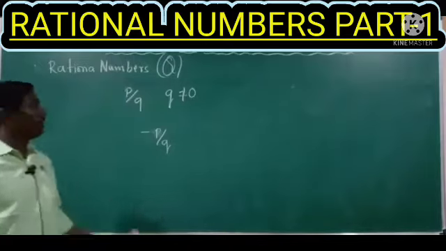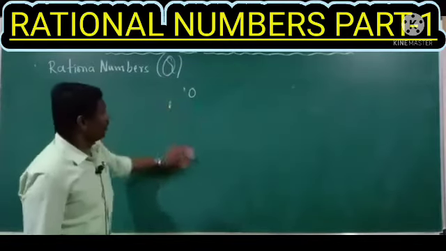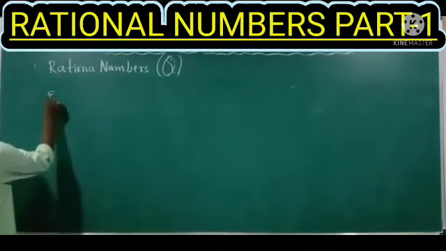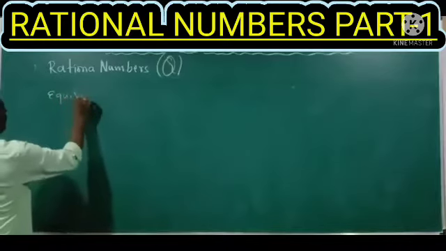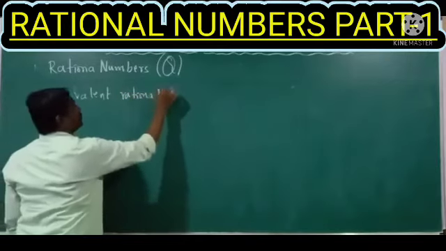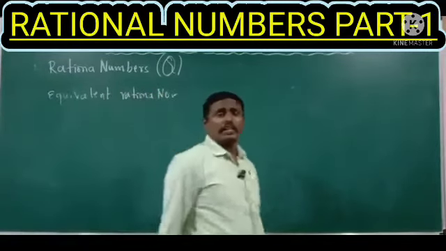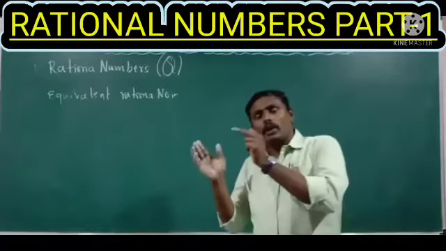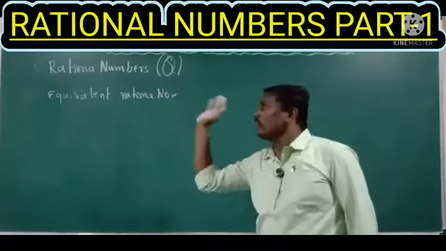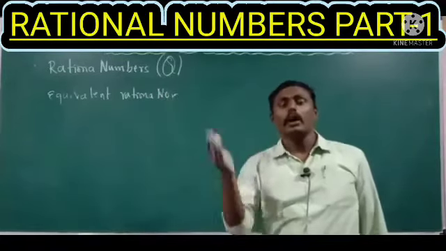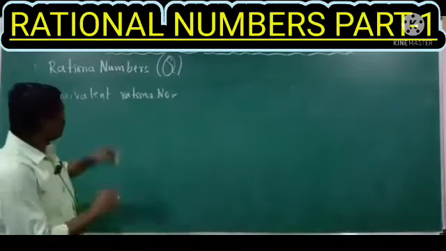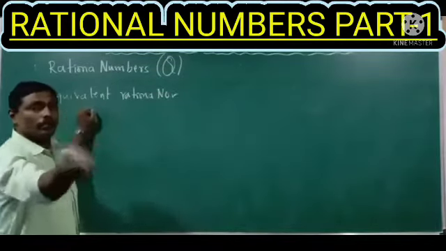Next one, equivalent rational numbers. You already studied equivalent rational numbers in fractions. So what do equivalent rational numbers mean? Just as we write equivalent fractions, we can write equivalent rational numbers by multiplying the same number to a given rational number, and we get some equivalent rational numbers.